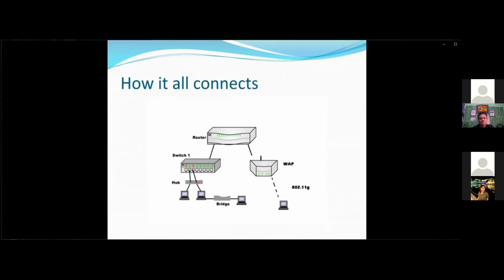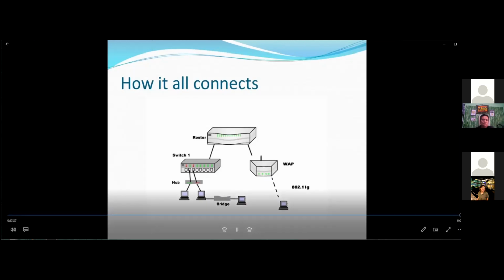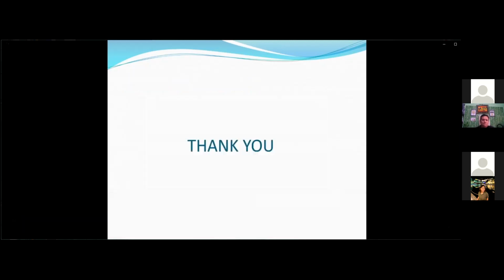Okay, so in a nutshell, ito yung ating LAN. We have the router, we have the switch, we have the WAP or the wireless access point. Ito yung band natin sa 802.11. And we have the switch connected to hubs, and the hubs are connected to computers. Meron tayong nakabridge. So this is all a part of the local area network standard, pero pangkalahatan na siya. Okay, so that's it.